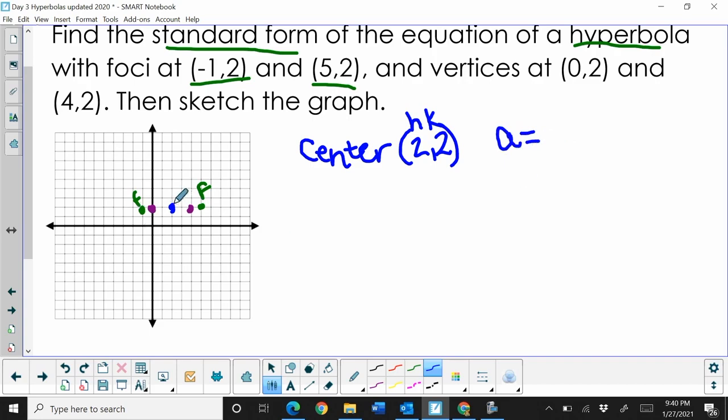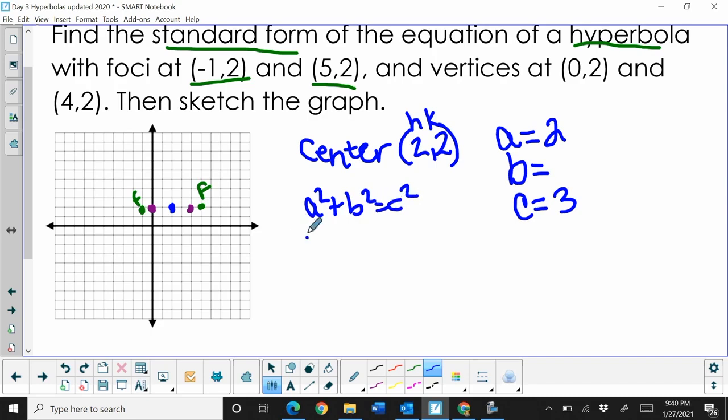Okay, now we need to figure out what a, b, and c are. Well, a, we can just count. Center to the vertex, that's 2. B, well, we don't know anything about the co-vertices, so we're going to have to wait for that. And then c, that's center to foci. Well, center to foci, that's 3.